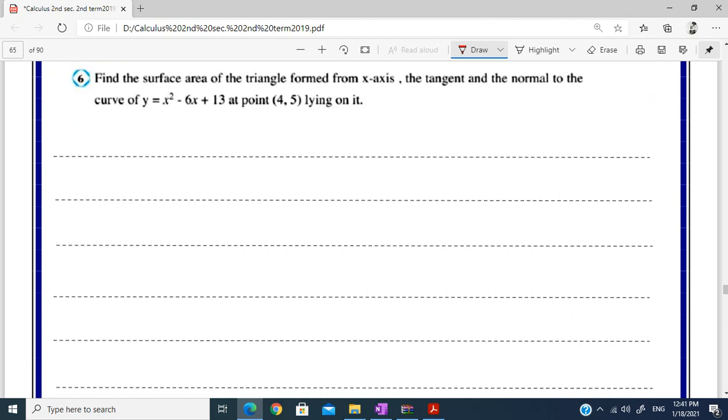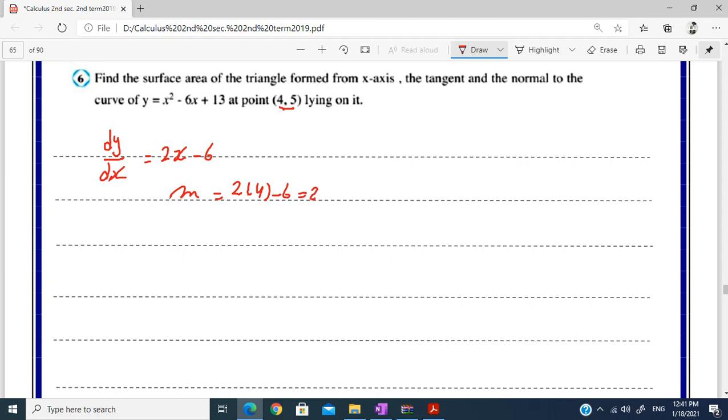Find the surface area of the triangle formed from the x-axis and the tangent and the normal to the curve y equals x power 2 minus 6x plus 13, at (4, 5). So the derivative of the function dy by dx will be 2x minus 6. So the slope at x equals 4 is 2 times 4 minus 6, which equals 2.